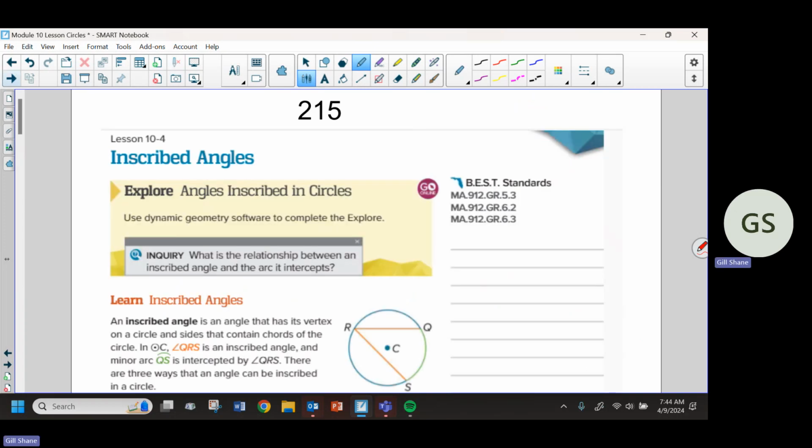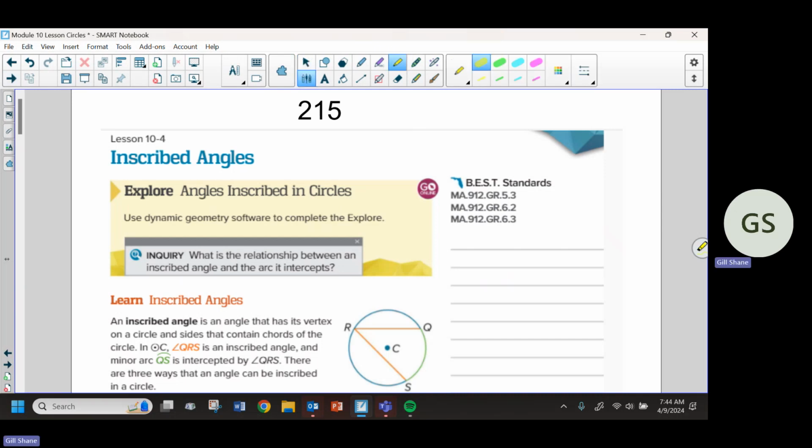That's a question. All right, so page 215. Here's where we start some new stuff. So here's the first definition. We have something called an inscribed angle.